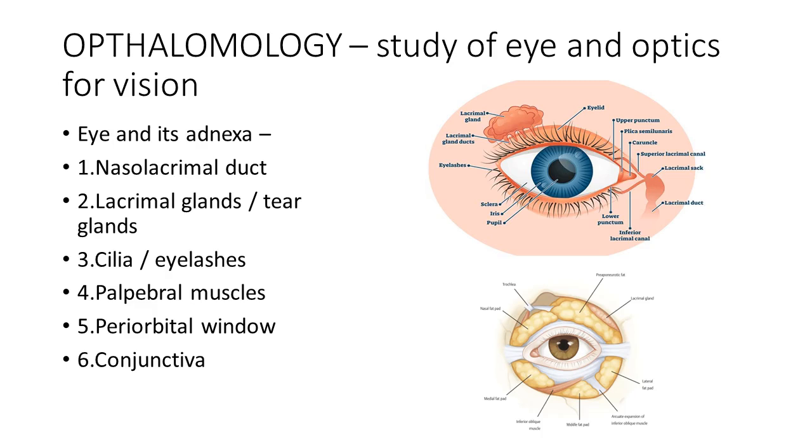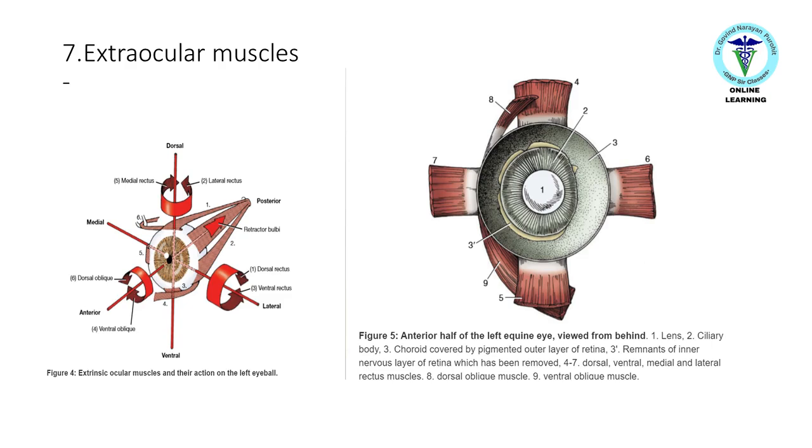Ophthalmology is the study of the eye and its structures, including the nasolacrimal duct, lacrimal glands, cilia, palpebral muscles, periorbital structures, and conjunctiva. The extraocular muscles control the movement of the eye and are essential for proper vision. These muscles include the dorsal, ventral, medial, and lateral rectus muscles, as well as the dorsal and ventral oblique muscles.